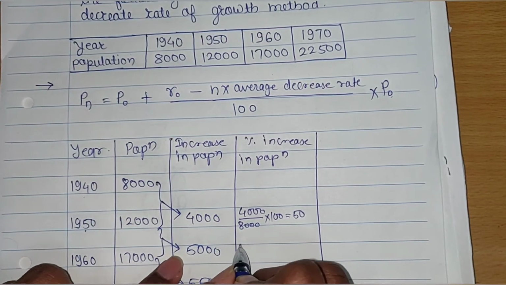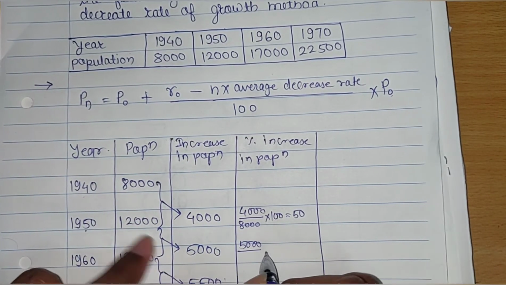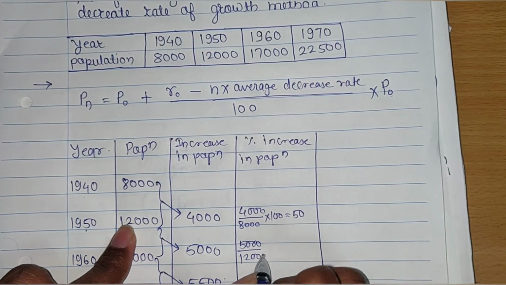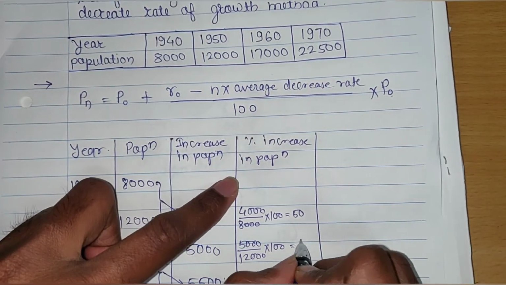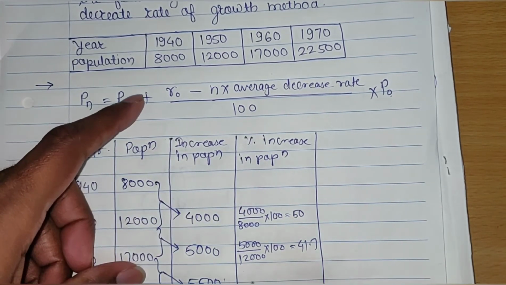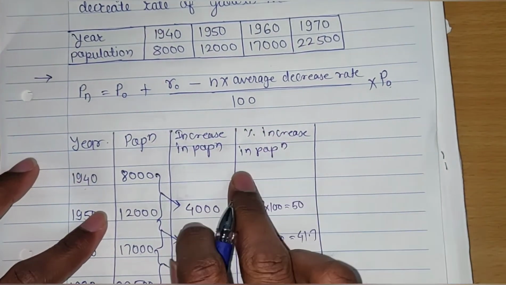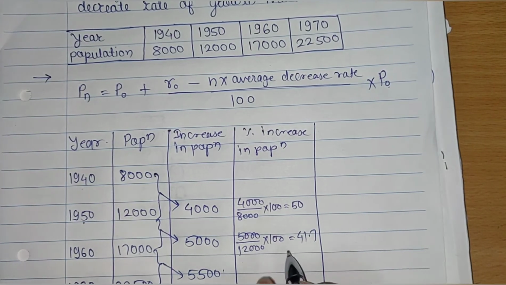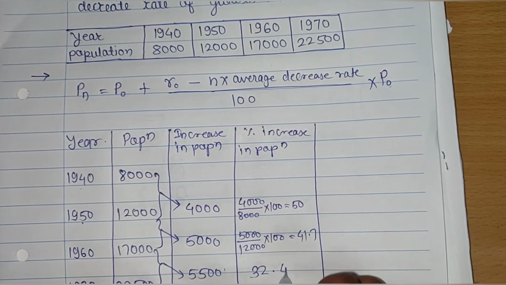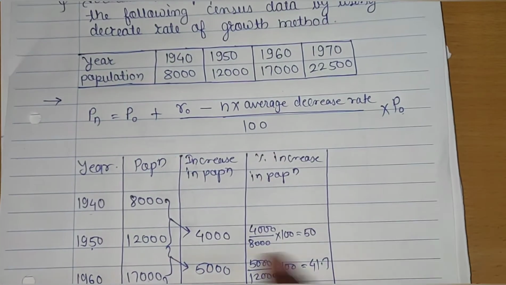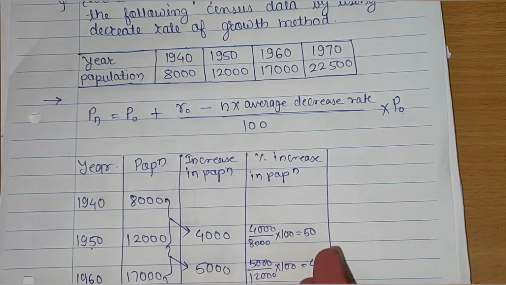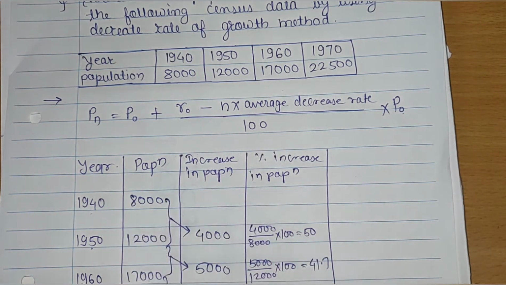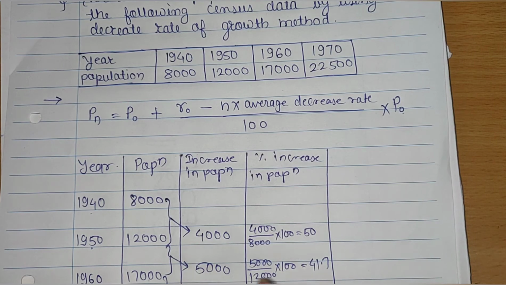Then the next value: 5,000 divided by 12,000 into 100 is equal to 41.7%, and similarly the percentage increase in population for this decade is 32.4%. These columns are familiar to you because we have seen the last two columns in the geometrical increase method and the arithmetical increase method also.